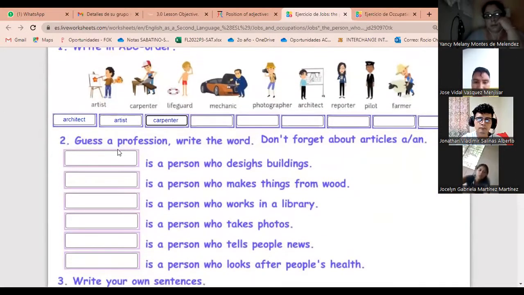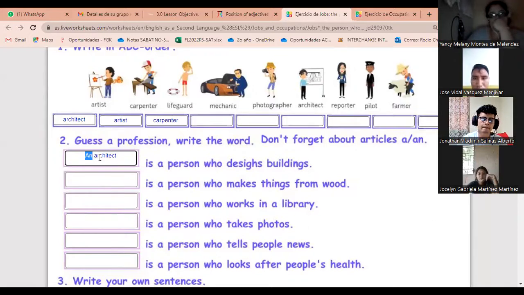And then it says, guess a profession, write the word. Don't forget about articles a or an. It's because when we talk about professions, we need the article. For example, we say, it's a person who designs buildings. Oh, so that is an architect. An architect is a person who designs buildings. Why do I use an? Because the sound is a vowel. Architect starts with vowel sound A, right? An architect. Exactly. If not, we would say a architect, and that doesn't sound well. So it's an architect is a person who designs buildings.